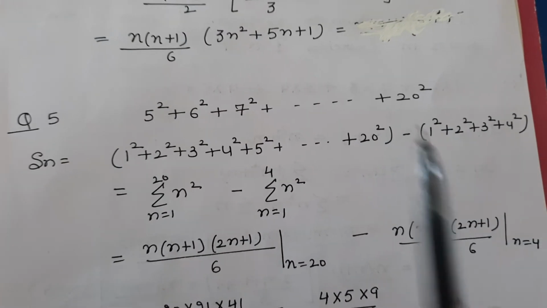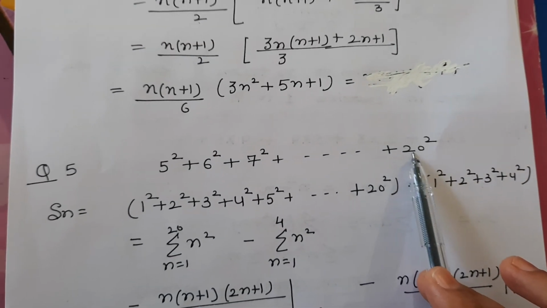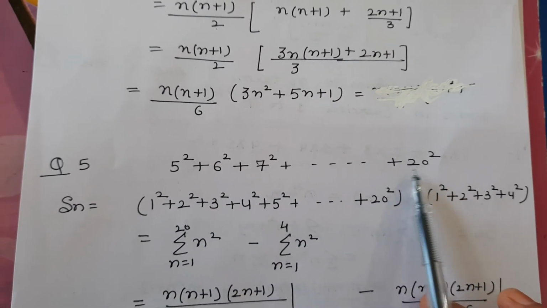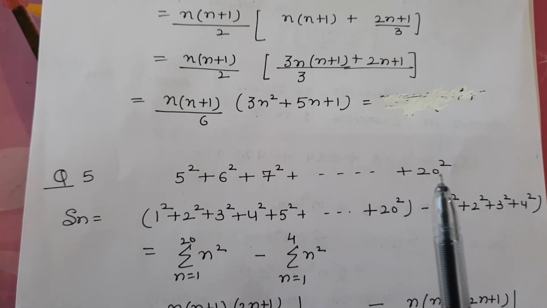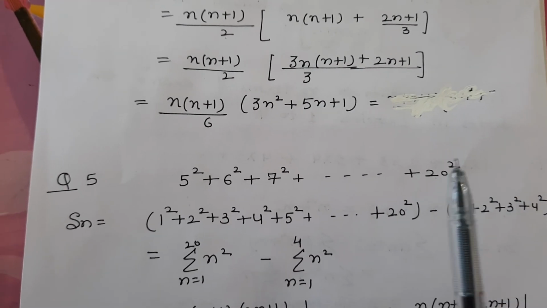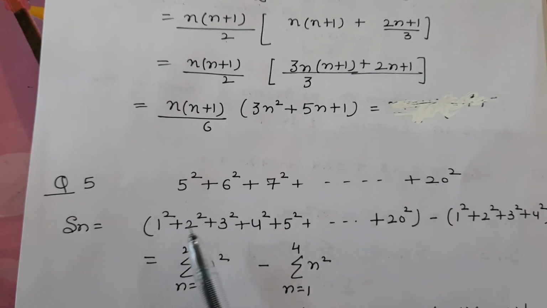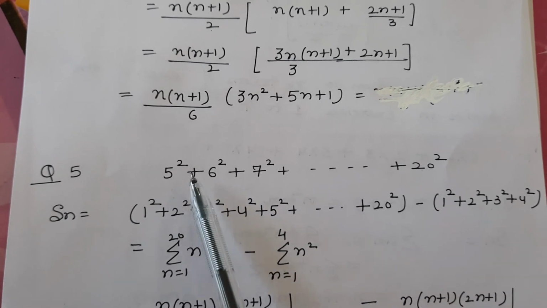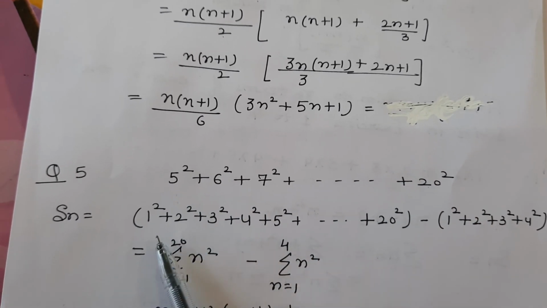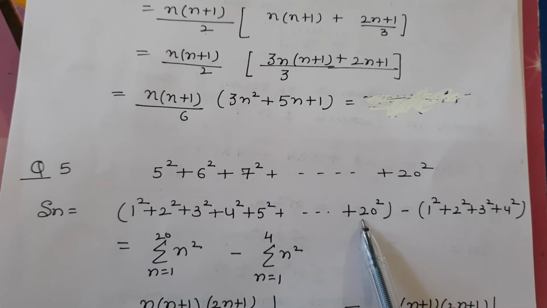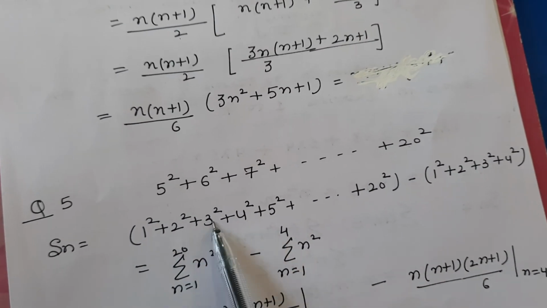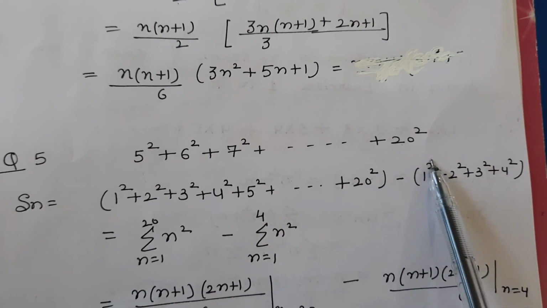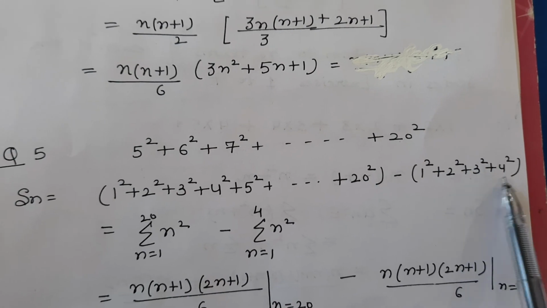Next, question number 5. Find the sum of this series. This is 5 square plus 6 square plus 7 square up to so on 20 square. Now whenever we are going to apply the sum formula, it will start from the first term only. So we are going to add 1 square plus 2 square plus 3 square plus 4 square, and this series as it is, that means you are going to have 1 square, 2 square up to so on 20 square. We are adding these terms, that means we have to subtract these 4 terms also. So minus sign, 1 square plus 2 square plus 3 square plus 4 square.